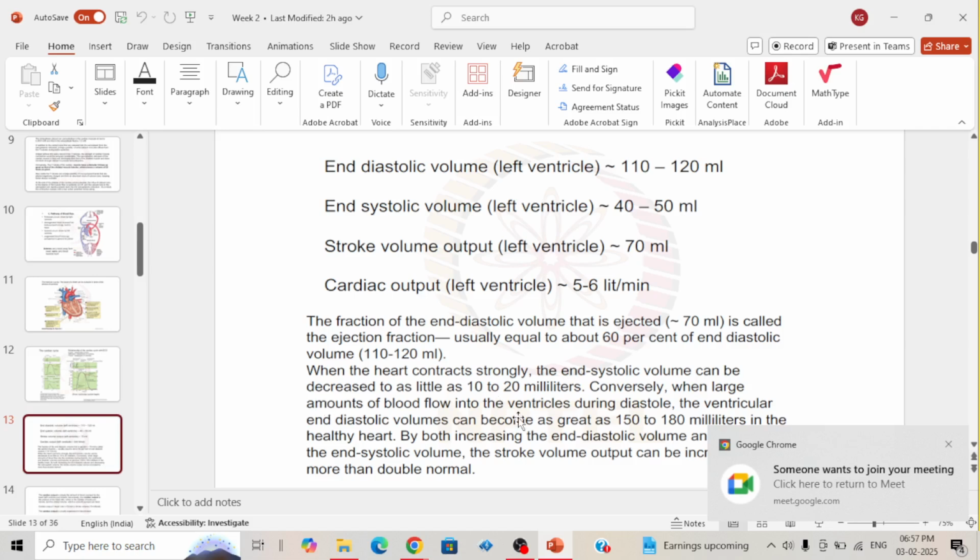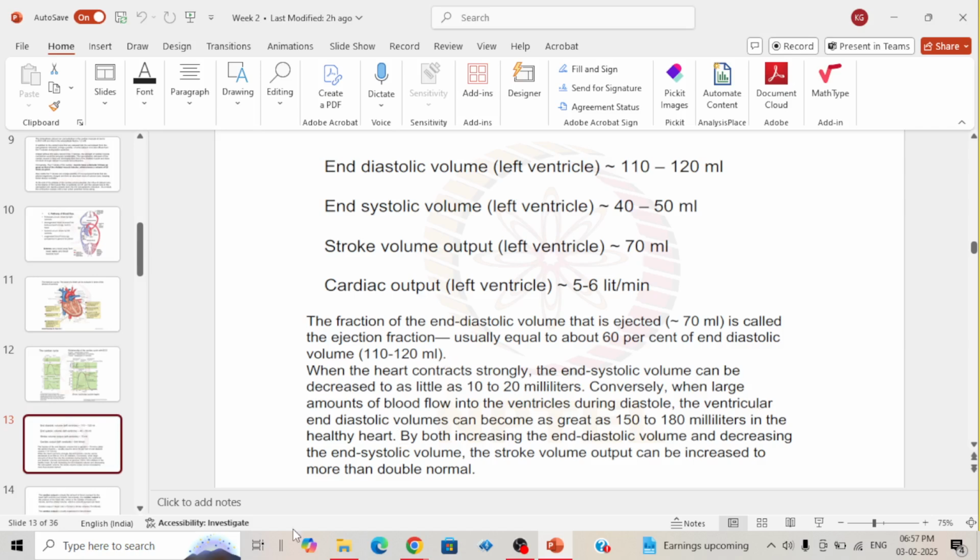Another thing is that when the heart contracts strongly, the end systolic volume can decrease to as little as 10 to 20 milliliters. This happens in exercise conditions or strenuous activity, where the body needs an extra supply of oxygen and requires extra energy. In that situation, the heart contracts with more power, decreasing the end systolic volume to 10 to 20 milliliters. It happens in rigorous activities.